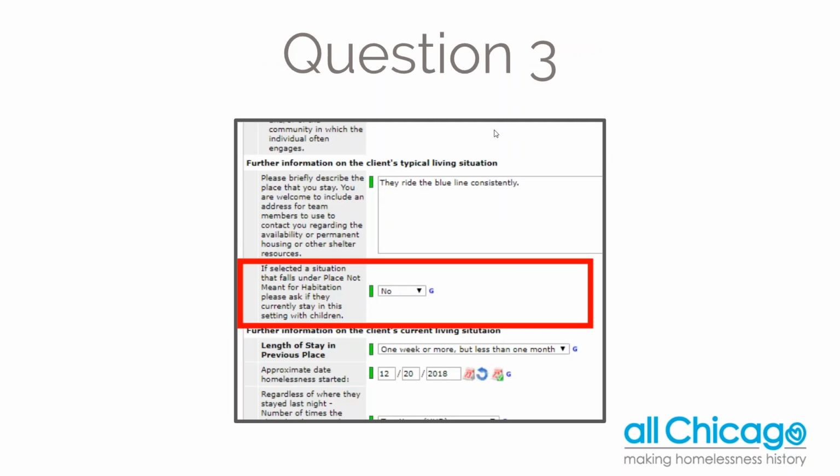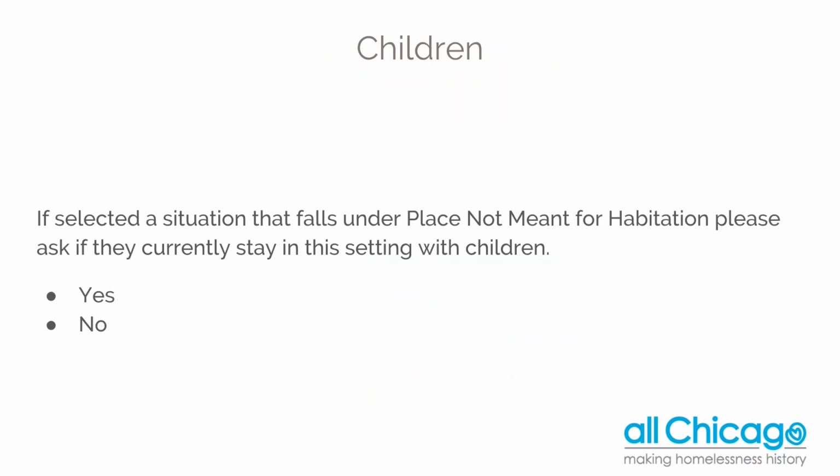And then finally, question number 3, if selected a situation that falls into a place not meant for human habitation, ask if they have children. And again, it's simple. It's a yes or no. We don't include client does not know or client refused. So our hope is that the majority of people will select no, but we want to know when there are instances of children who are unsheltered.